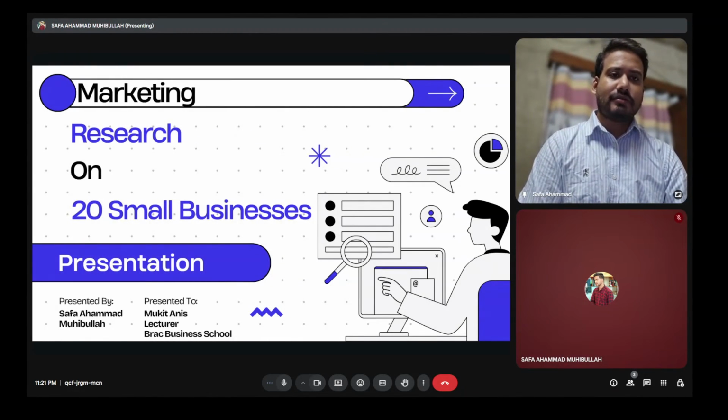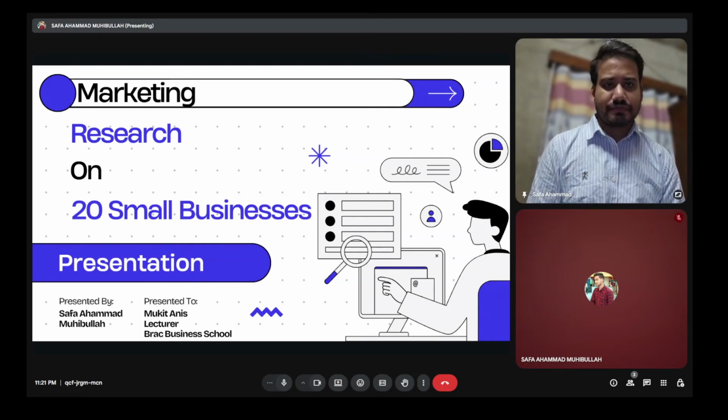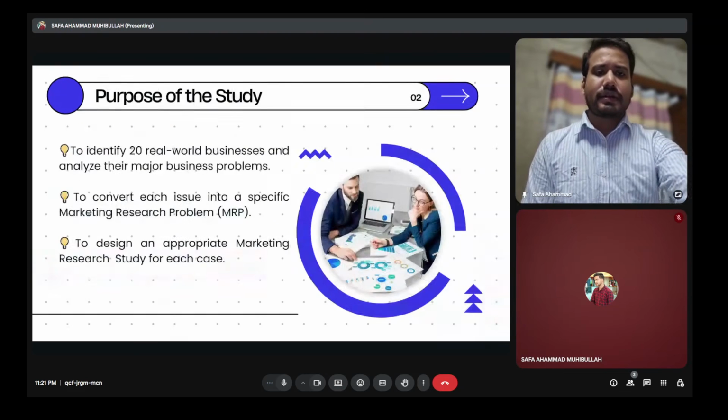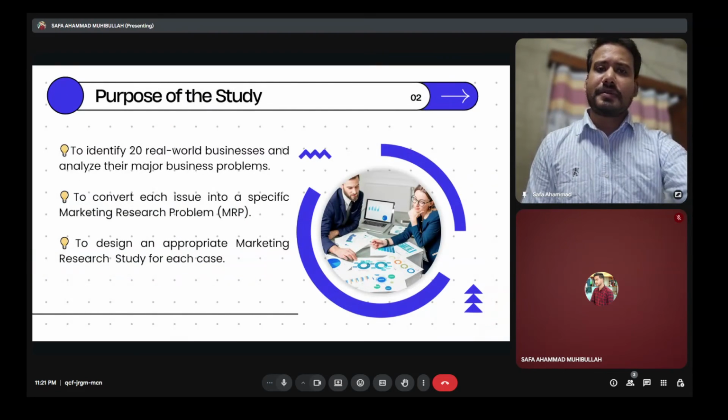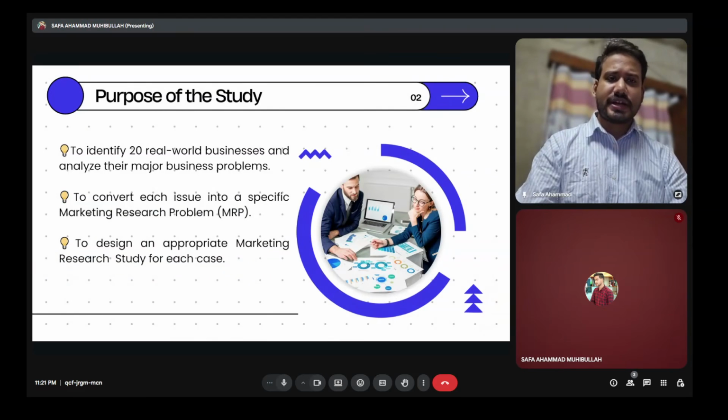So today I will be presenting a small research on 20 small businesses. In this research I have selected 20 real businesses, looked at the problems they face, identified marketing research problems for each business, and finally designed research studies to help them find a better solution. So the purpose of this study was to understand how marketing research can help businesses, especially small and local ones.